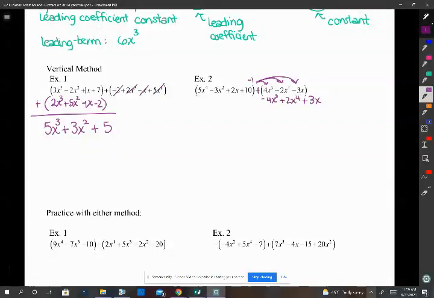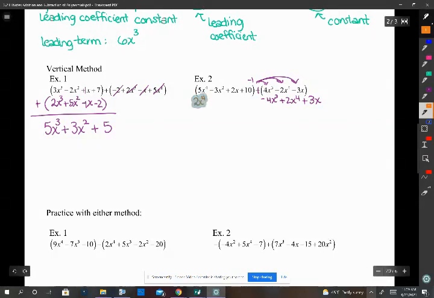Now when I rewrite it, I need to make sure I line everything up in the right spot. Notice, I have a 5x to the fourth, so I'm going to put a positive 2x to the fourth underneath it. Notice that I don't have a power of 3.